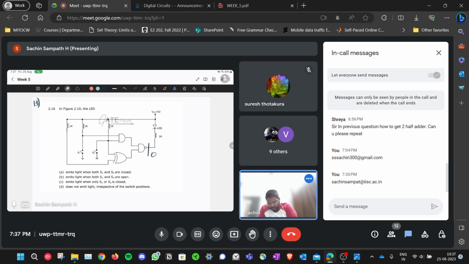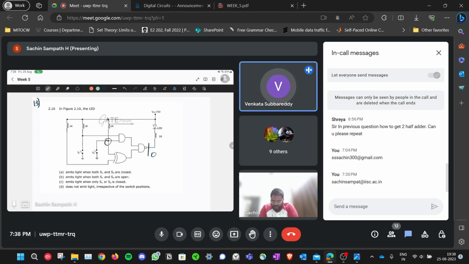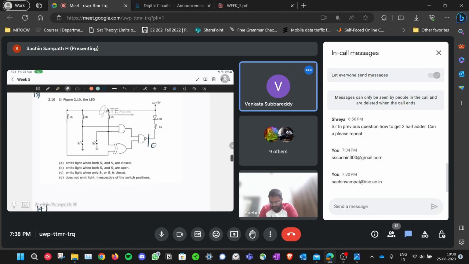XOR gate. You don't know that, right? Oh, there's a connection here. Yeah. How about we try connecting these switches and we'll see.